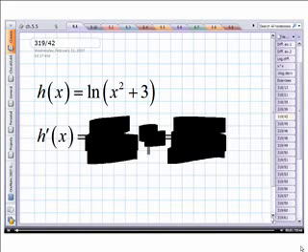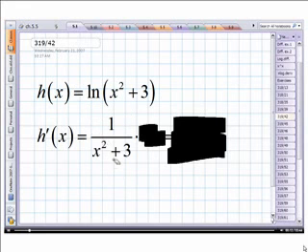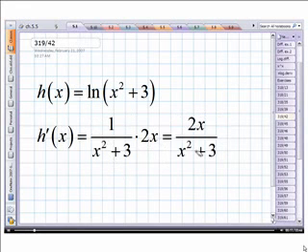Here's some more examples of differentiating with natural log. This is ln of x squared plus 3. There are no properties of logs you can use, so you just take the derivative of ln, which is 1 over whatever's inside. Then by the chain rule, the derivative of x squared plus 3 is 2x.